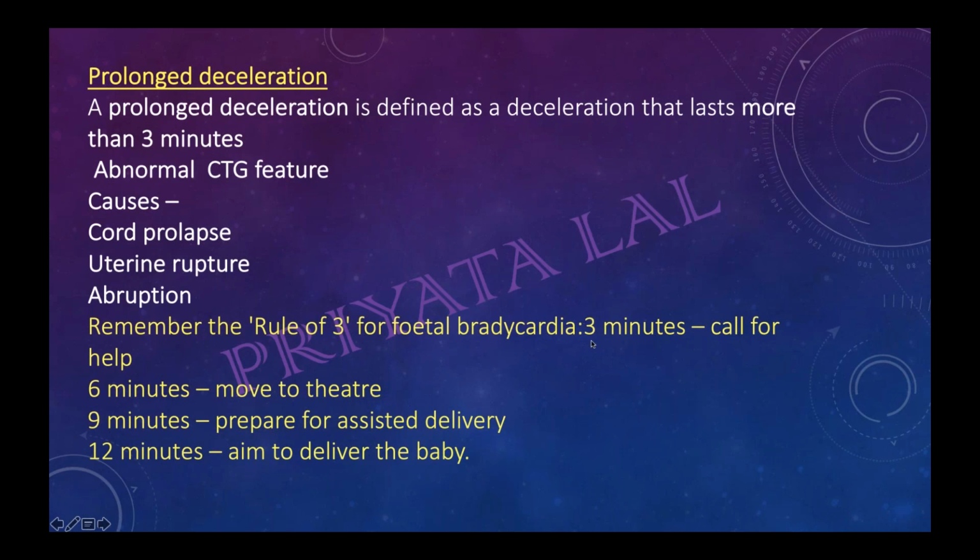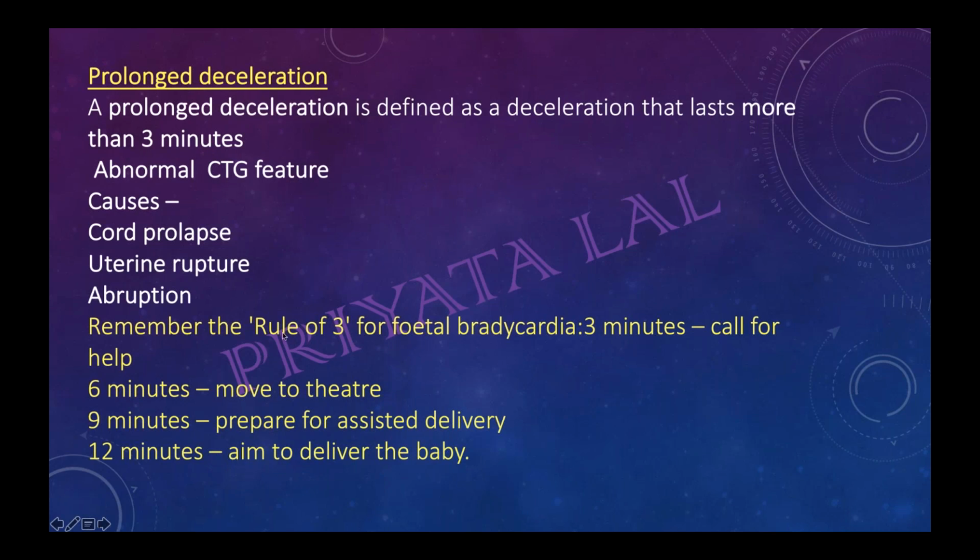For 3-minute bradycardia, call for help. Within 6 minutes you have to move the patient to theater. Within 9 minutes you have to prepare the patient for assisted delivery. By 12 minutes you have to deliver the baby. So this is the rule of 3. If the bradycardia or prolonged deceleration is there for 3 minutes, all these are emergencies. Both part 2 and part 3 people have to remember it, because you will get this in the exam.